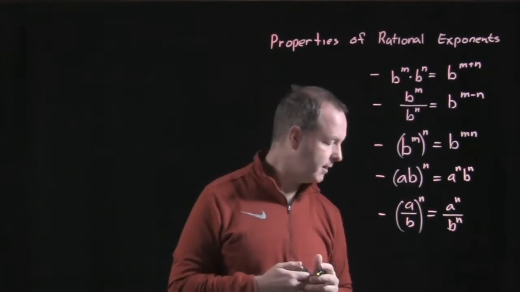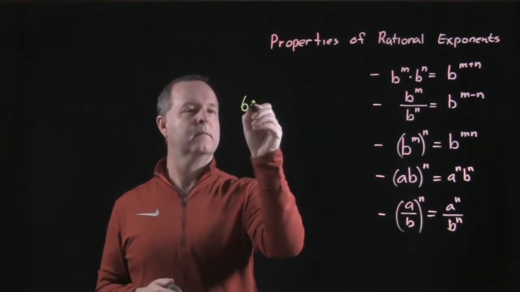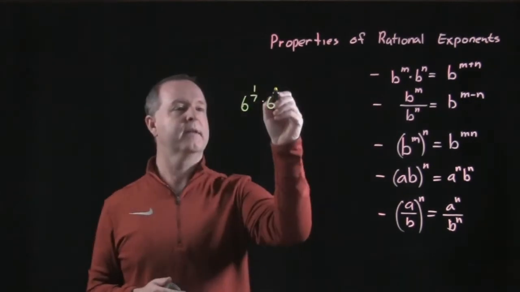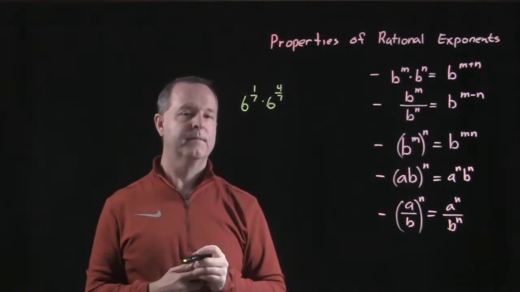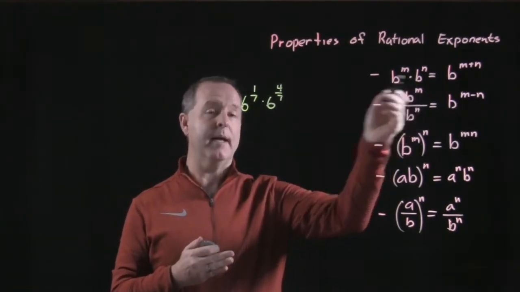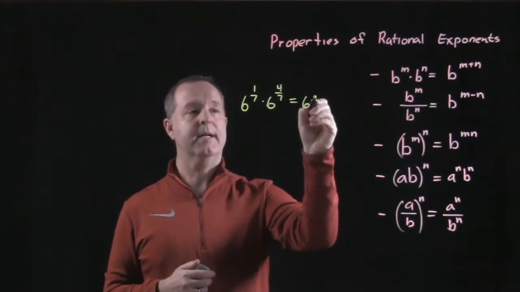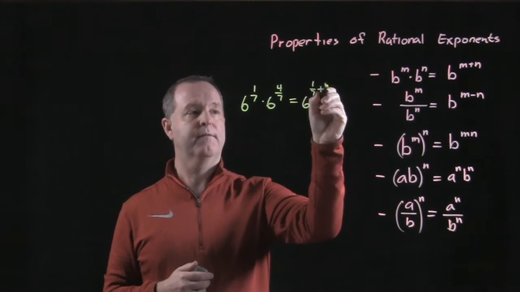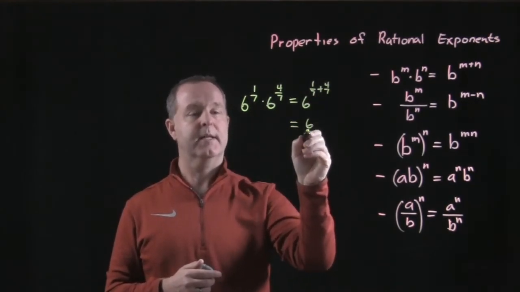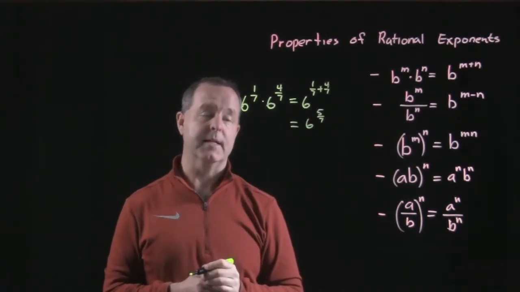So let's look, for example, I have 6 to the 1/7. I'm going to multiply that by 6 to the 4/7. This follows the first model up there, where I have a base to an exponent times the same base to an exponent. This says I add the exponents, so this becomes 6 to the 1/7 plus 4/7. Add the numerators, keep the denominator. That becomes 6 to the 5/7.